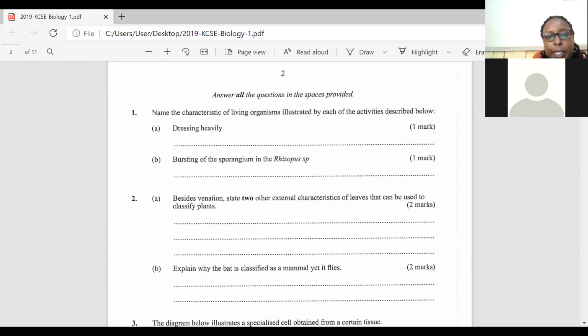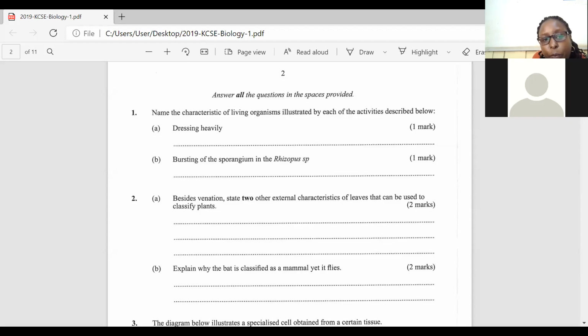Question one, where the learner was to give the characteristics of living organisms. That is from Form 1 work, the first chapter. For the learner to be able to answer question one, they should have known the characteristics of living organisms and know which one would identify, like for one, dressing heavily, the other one on the bursting of the sporangium in the Rhizopus species. So the learner had to have that in mind, and that is why we are talking of such questions we have in paper one. They need mastery of the content we have in the syllabus.